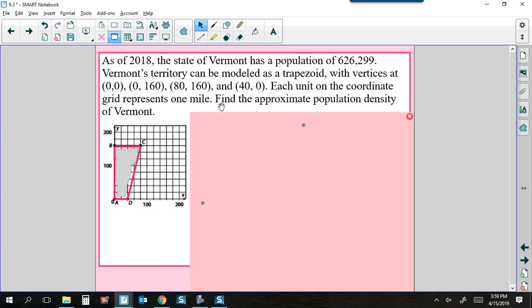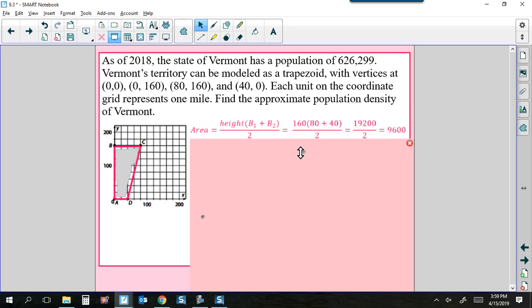So we're going to find the approximate population density of Vermont. The first thing, we need to know how many people there are. Well, right here it's telling you that there are 626,299 people. The next thing you need to do is figure out what is the area of Vermont. Well, here is how you find the area of a trapezoid. If this is confusing, the other thing you can do is split this trapezoid up into a right triangle and a rectangle. It's a composite figure.